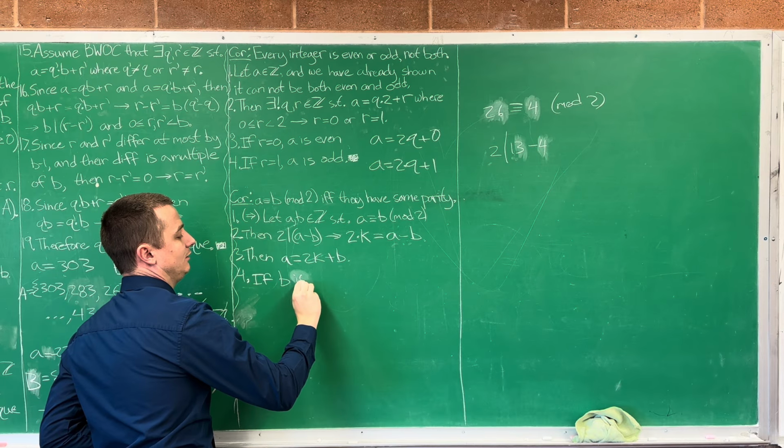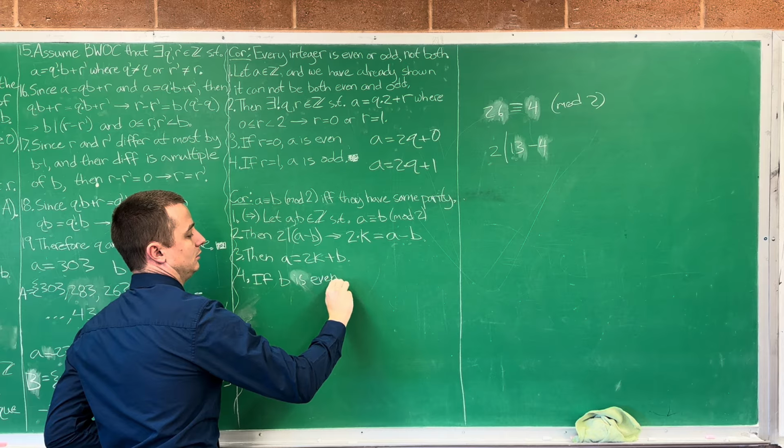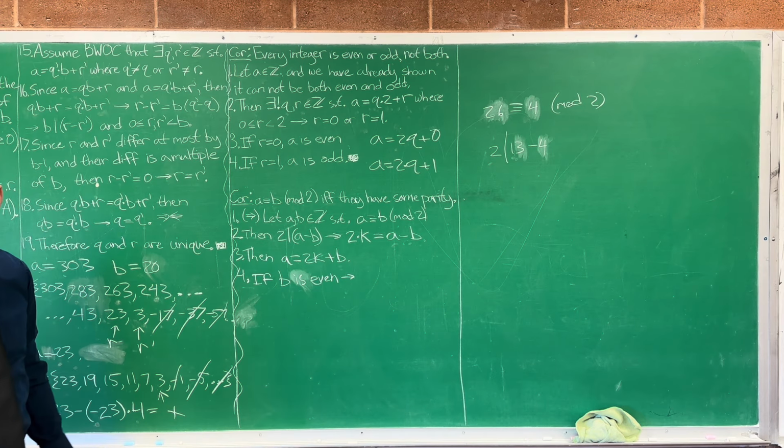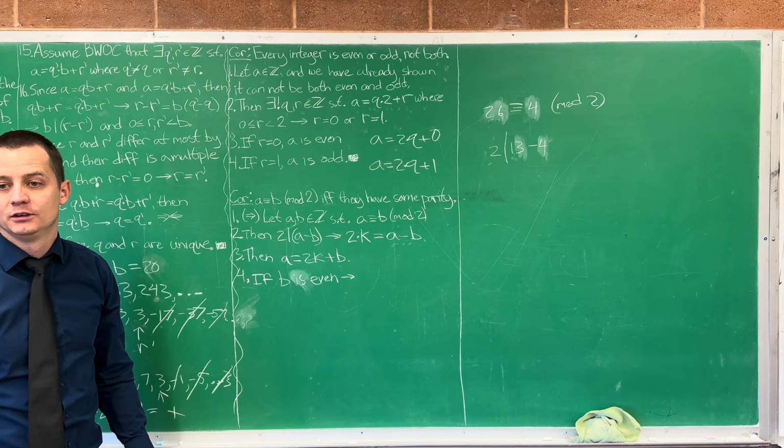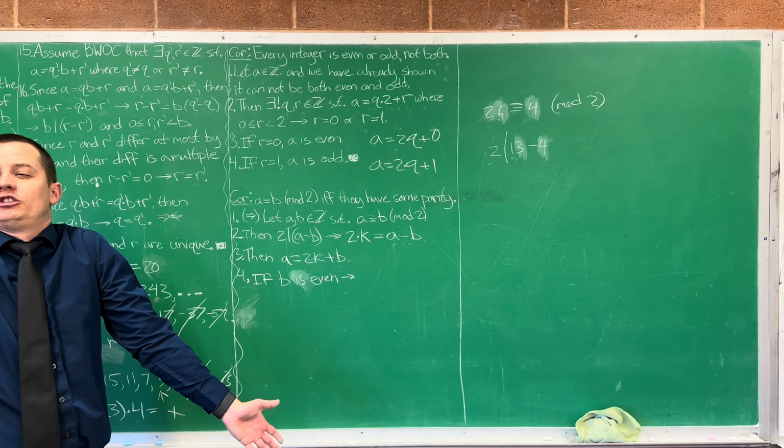If B is an even number, what do I know? What do you know about even numbers?